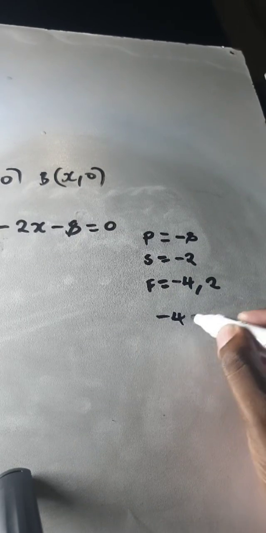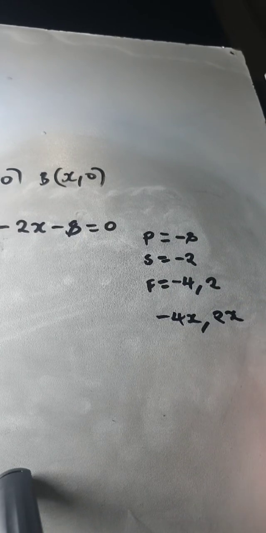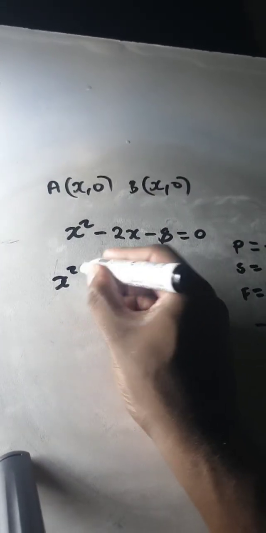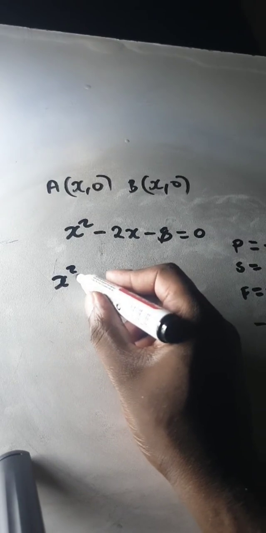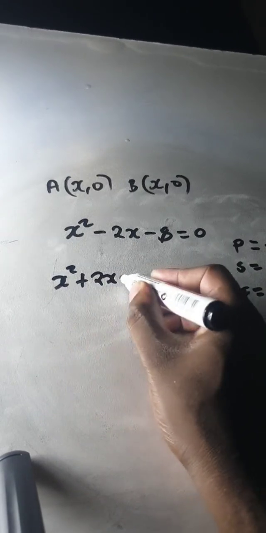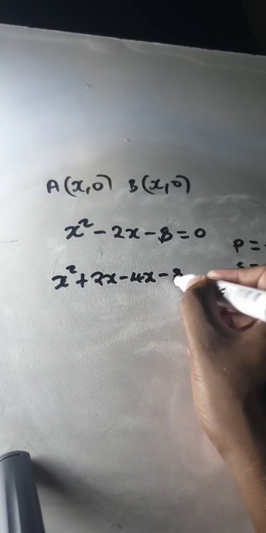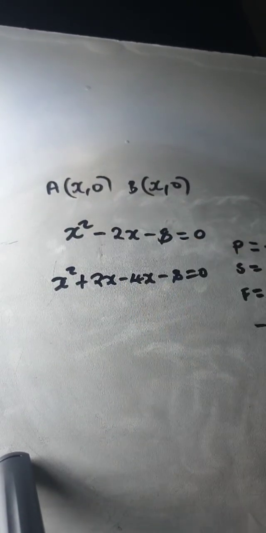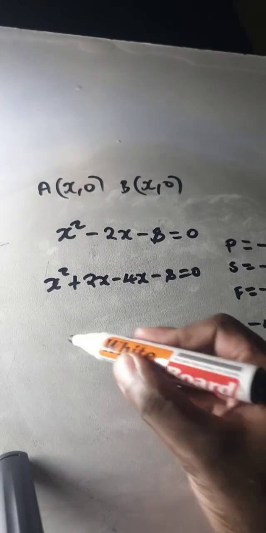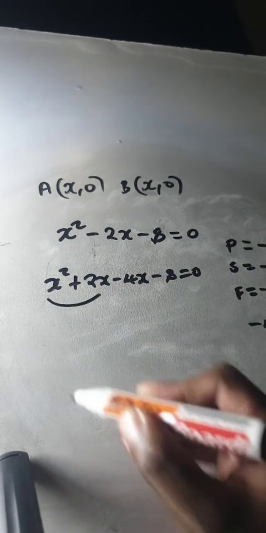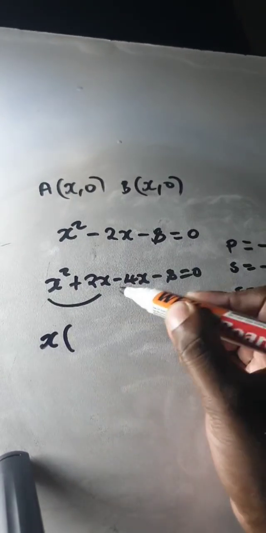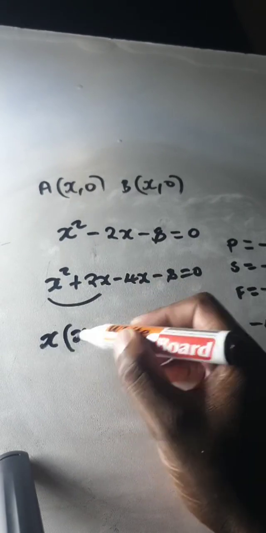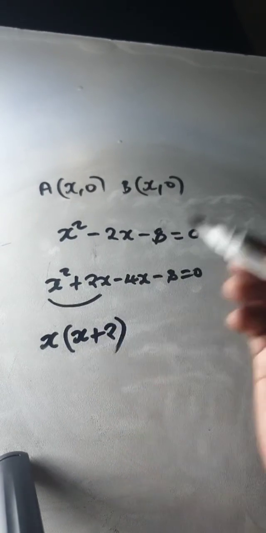So I can just say negative 4x and 2x. Then I replace them there. I'll just say x squared plus 2x minus 4x minus 8 equal to 0. So I've just replaced the factors where there was the negative 2x. Then I factorize the first part. What is common in the first part? x is common. So now x squared divided by x will remain with x. 2x divided by x is positive 2.